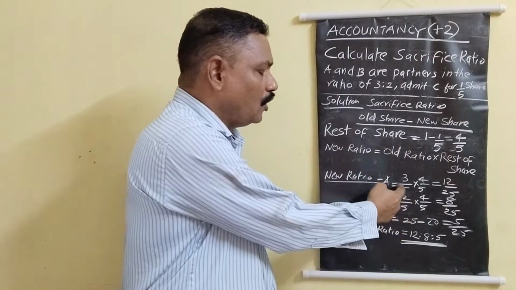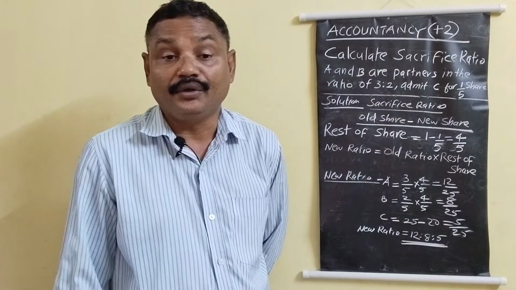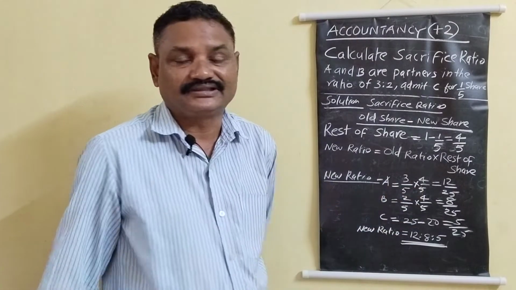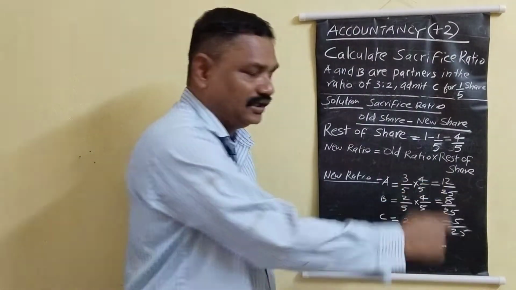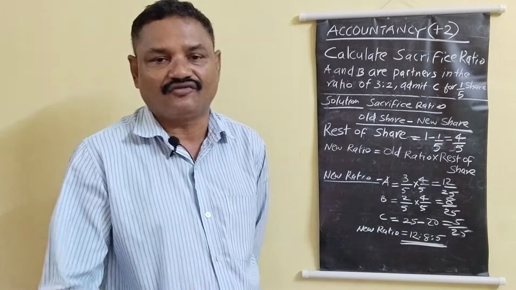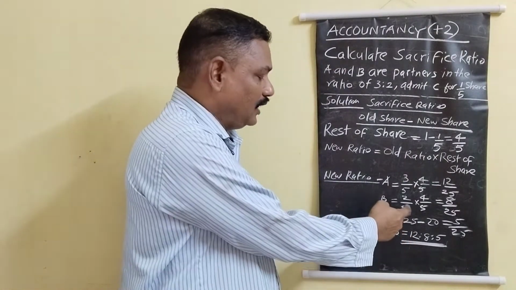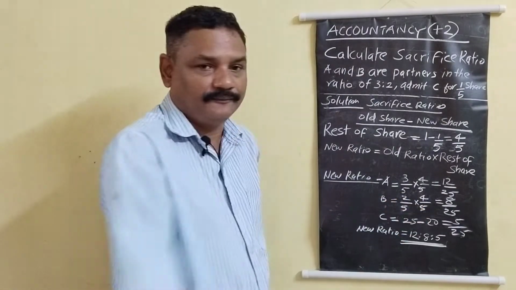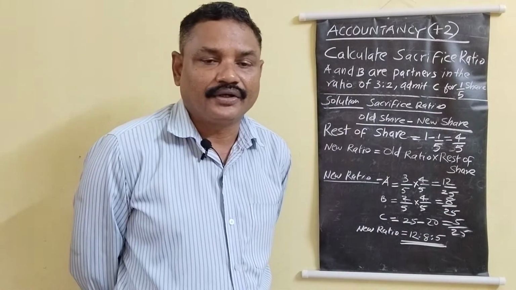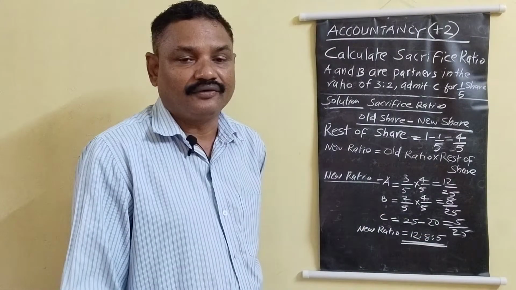Okay, friends. So now we are going to find out the new ratio of A. So 3/5 into 4/5. Just multiply old ratio with the rest of share. 3/5 into 4/5: 3 fours are 12, 5 fives are 25. That is the answer. What about the new ratio of B? We can calculate 2/5 multiplied by 4/5. 2 fours are 8, then 5 fives are 25. Then we have to find out the new ratio of Mr. C. He is the newly admitted partner. So we have to take a difference.